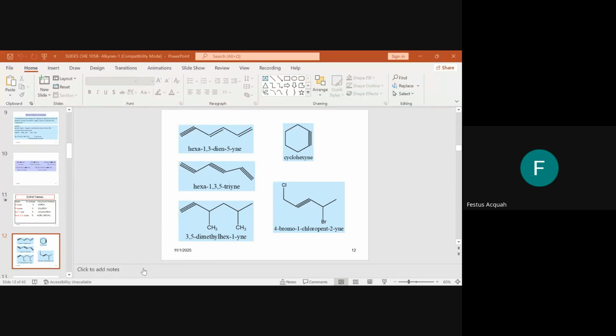So 3-5 is for the double bond. I don't know who is speaking about that. The hexa can be brought to the last part of the naming, and no problem.